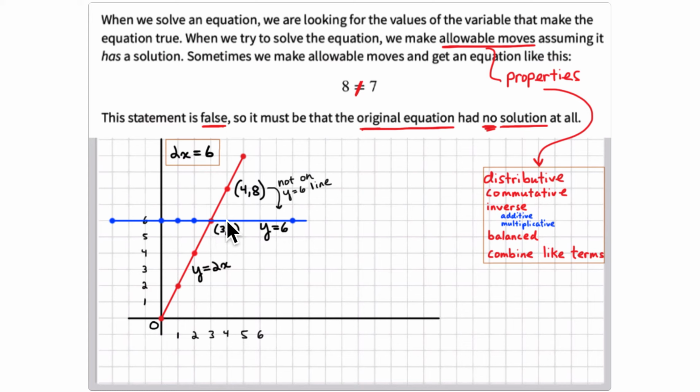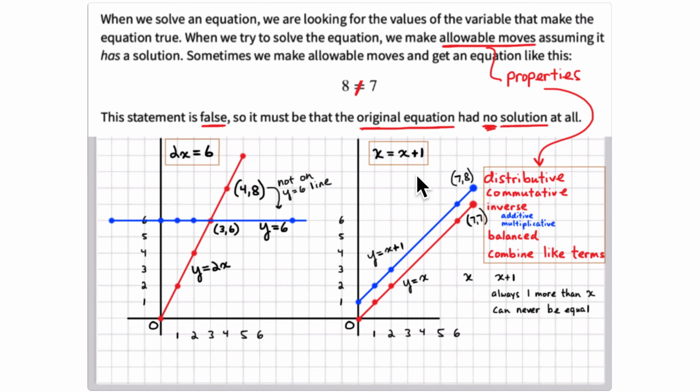So where does it intersect with the line y equals 2x? Well, out here at the point (3, 6), because 2 times 3 equals 6. Now the point (4, 8) is up here. 2 times 4 is equal to 8. So that's not on the line y equals 6. So this is not true, whereas when x equals 3, it is true. It's the point where these two lines intersect.